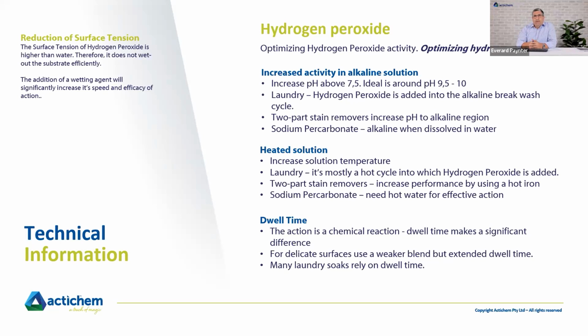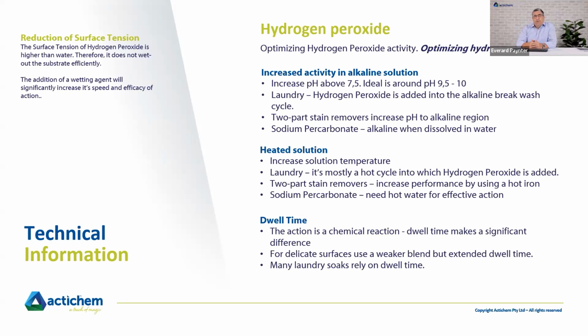The increase in activity in an alkaline solution is very, very important to get the best out of hydrogen peroxide. Increase the pH to above 7.5, ideally around pH 9.5, 10. Now, you remember on the previous slides, we mentioned that the pH of hydrogen peroxide in its stable form is around about 3, 3.5. So it's in its acidic area, which is its comfort zone. To get it out of that, to get it working, we're going to push this pH up to above 7.5 into the alkaline region.